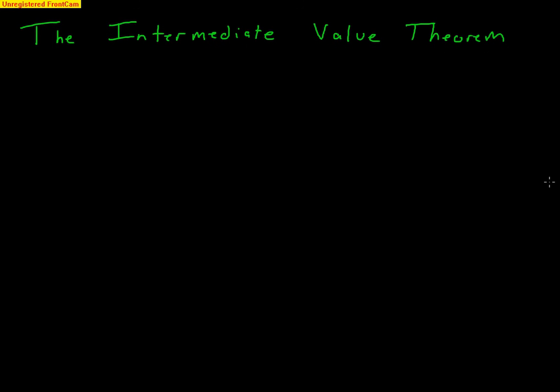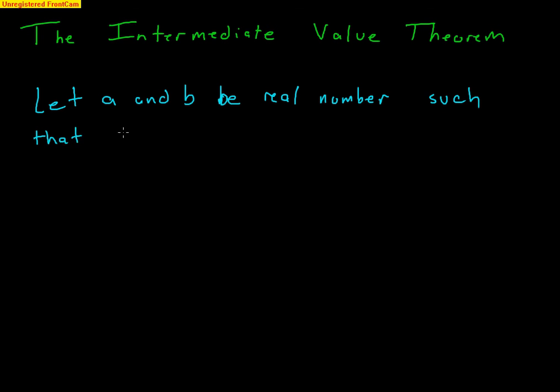All right, so the last thing I want to talk about is something that we call the intermediate value theorem. I'll explain a lot more in class, but I want you to make sure you have in your notes what this is. So first off, we say let a and b be real numbers. So they're not irrational, they're not imaginary, they're real numbers, such that a is less than b.